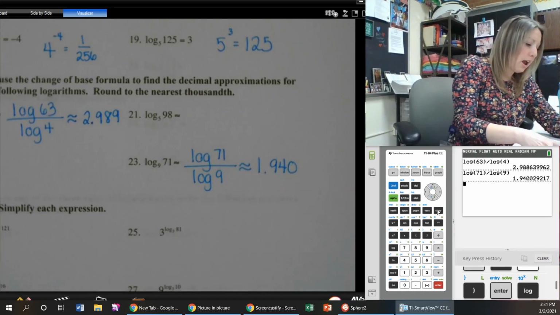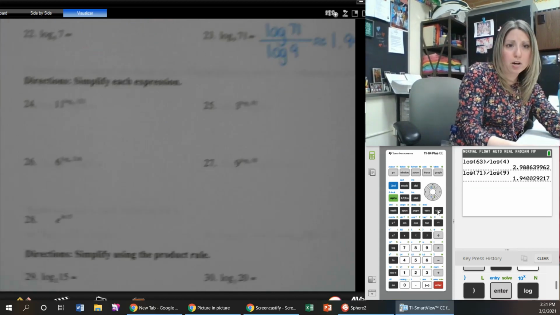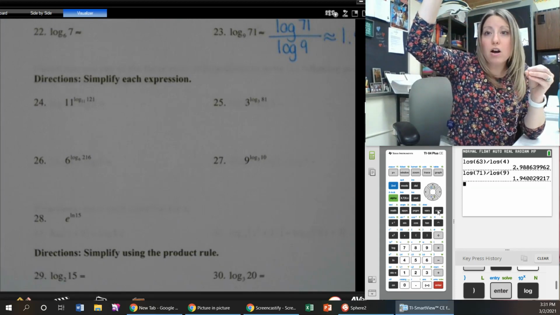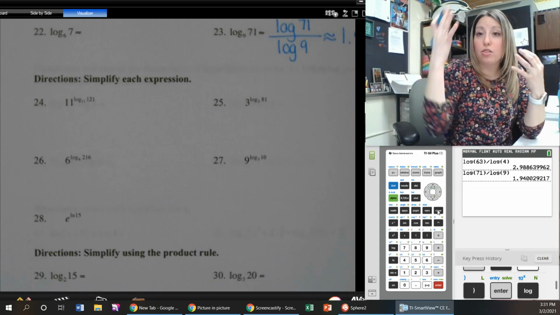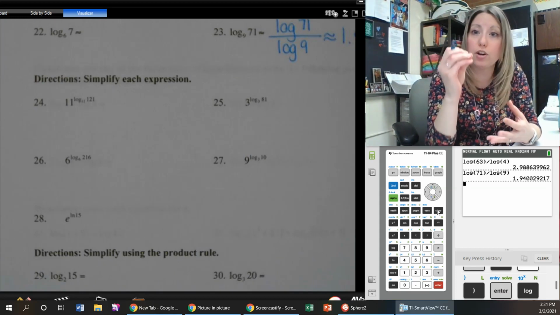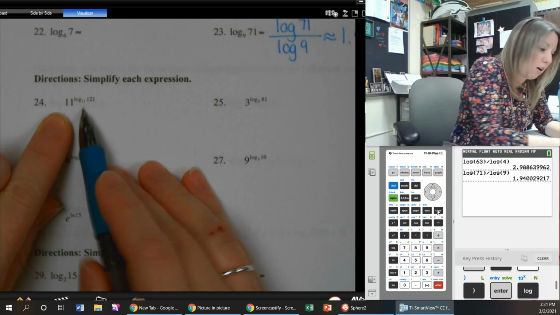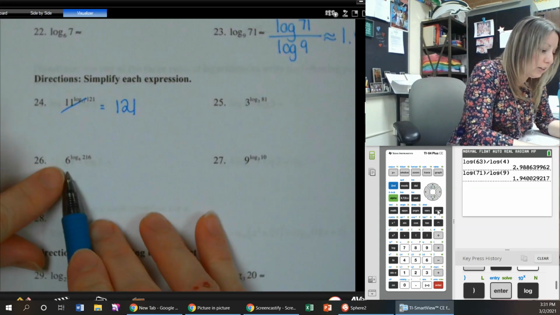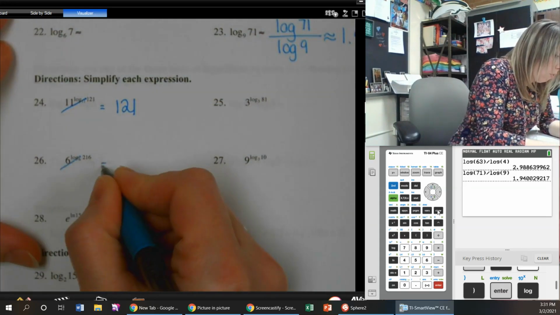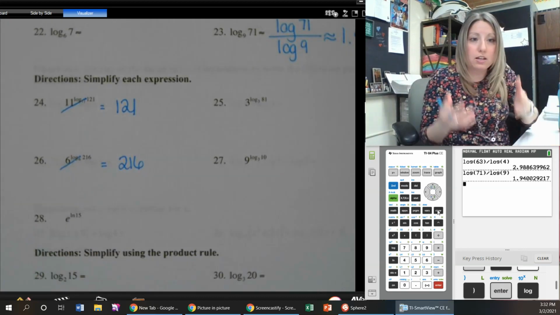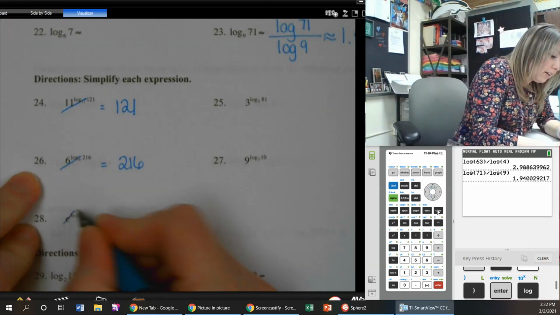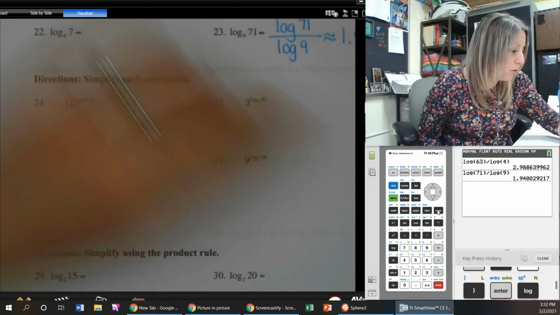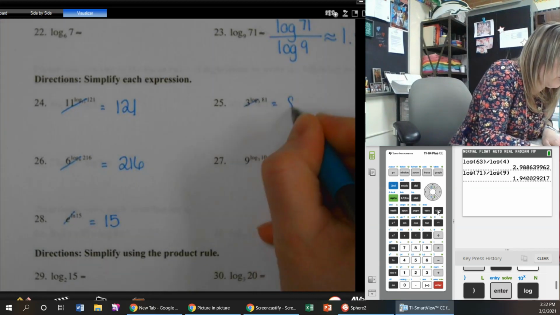Now, these guys, remember, if your base and the exponent that has the log in it have the same base on that log, those pieces can cancel out and just your answer remains. So 11 raised to log base 11 cancels out. What's the final answer? 121. 6 raised to log base 6 cancels out. What's the final result? 216. e raised to ln cancels out. What's the answer? 15. But, oh, this one cancels too. 3 raised to log base 3 cancels, leaves me with 81.